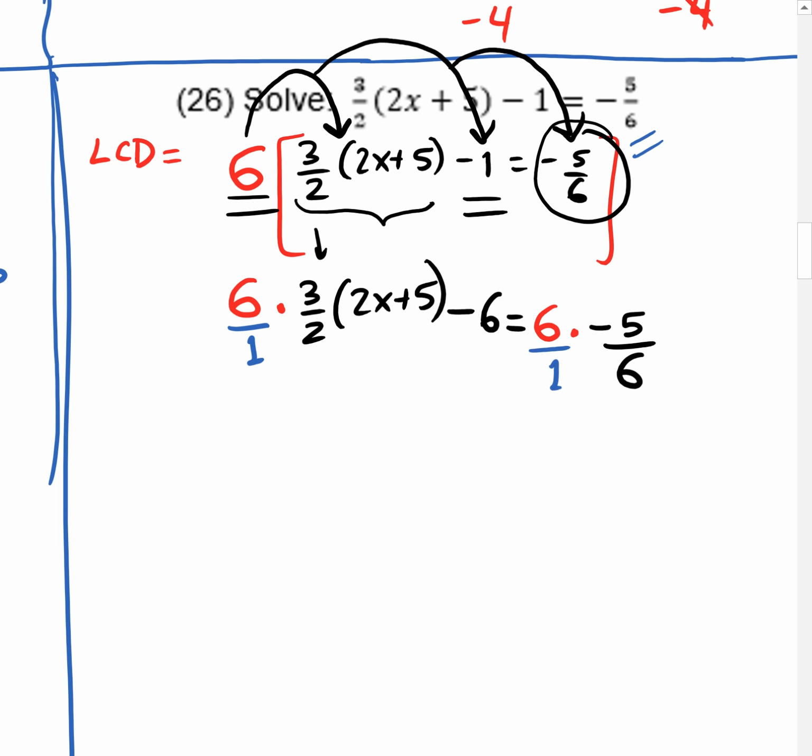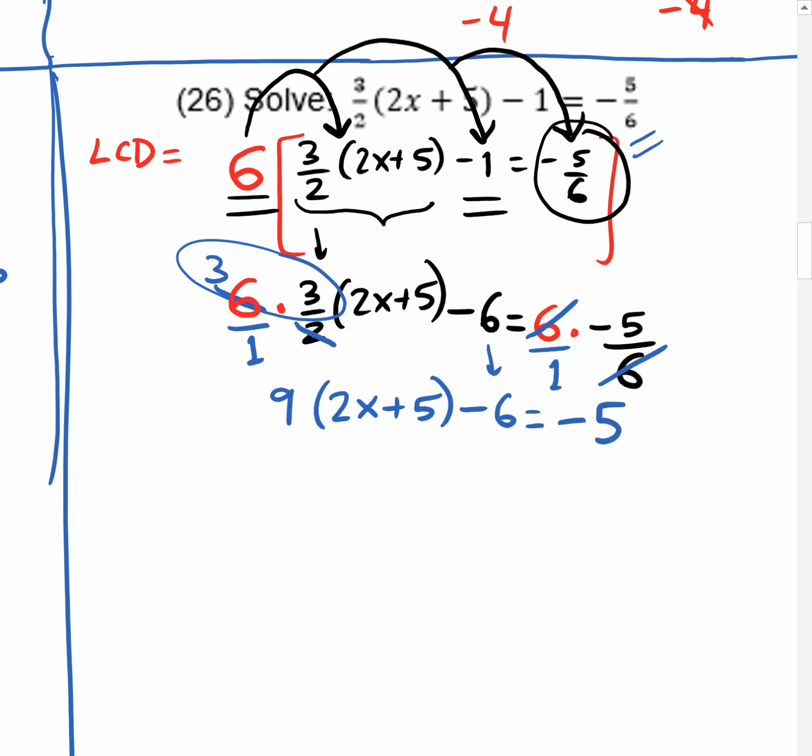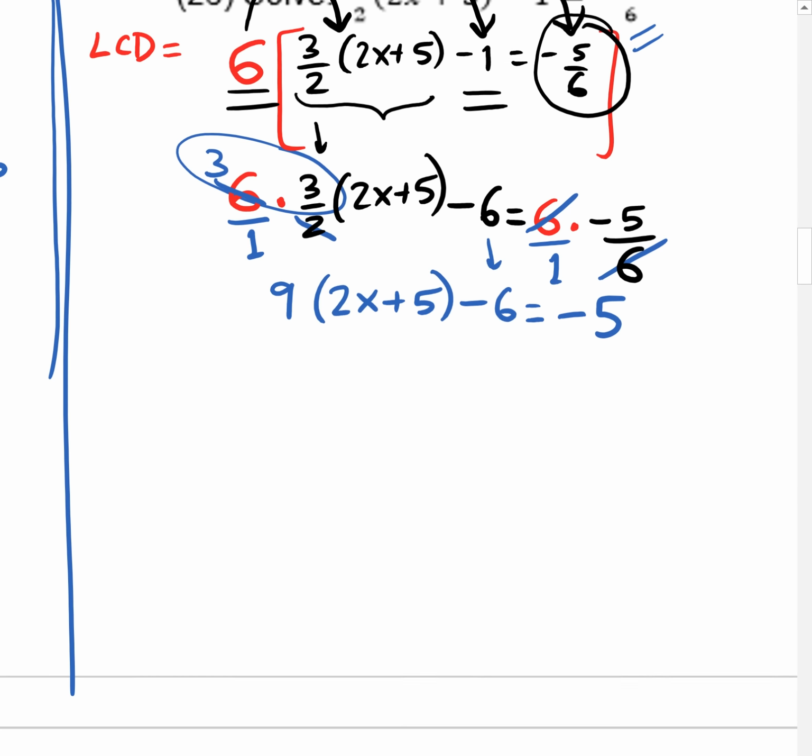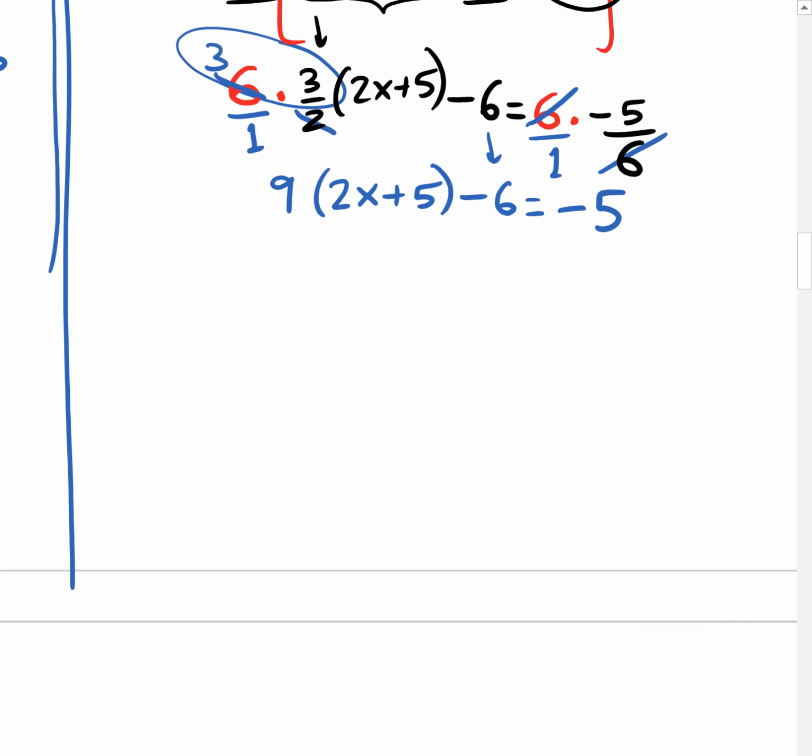On the left part, I see that 2 goes into 6 3 times, and then 3 times 3 is 9. That'll need to be distributed into these parentheses, minus this 6 that's just kind of waiting to see what happens with everybody else. On the right side, the 6's just cancel outright to leave negative 5. All right, now I think it's a lot nicer. There's no more fractions. I'd much rather deal with this problem.